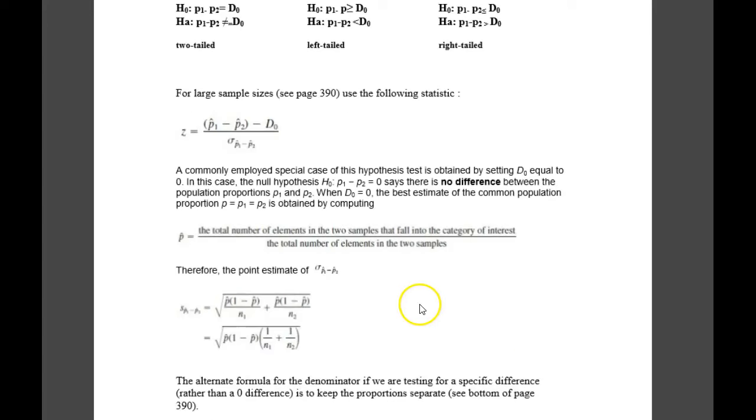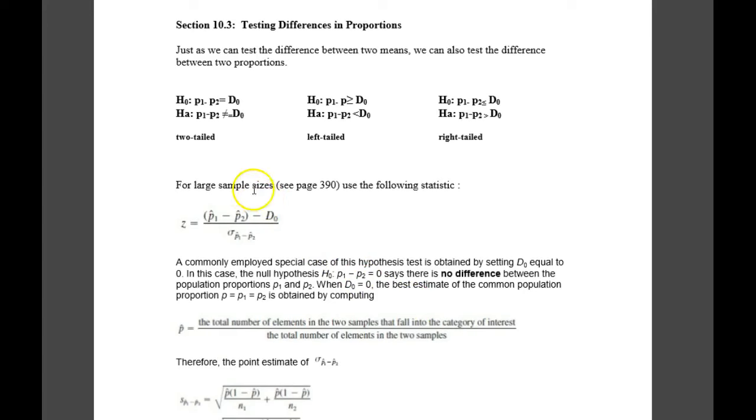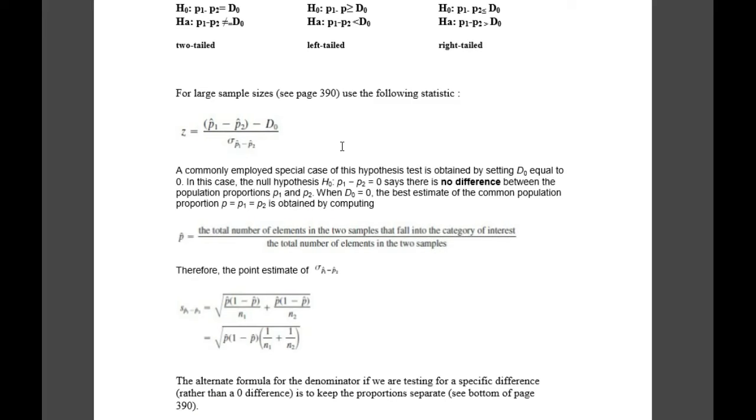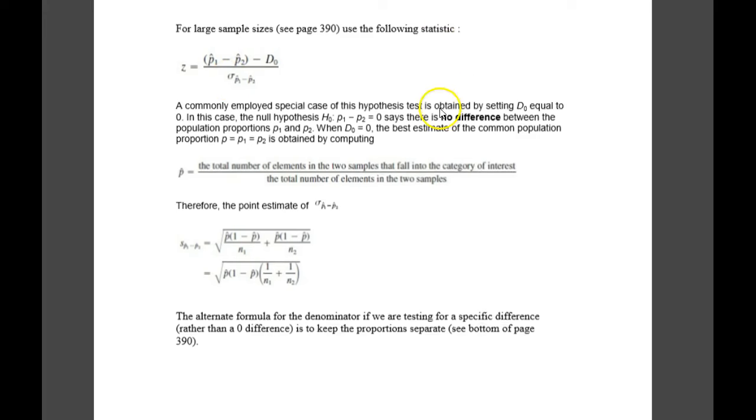Our test statistic, our z, is very simple. It's just going to be not x1 bar minus x2 bar, but p1 hat minus p2 hat. Then that's going to be all minus the difference that we suppose there is. More than likely, we're going to be using 0 for no difference. Now the complicated thing is calculating what this sigma of p1 hat minus p2 hat is. And that's just this formula down here.